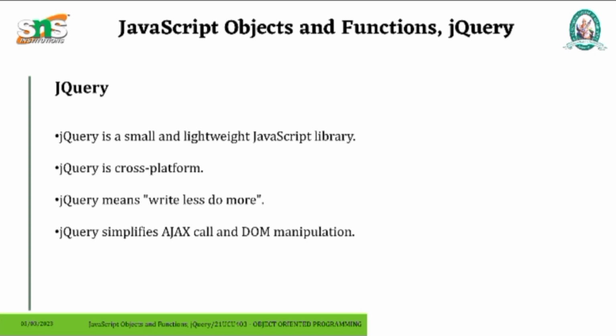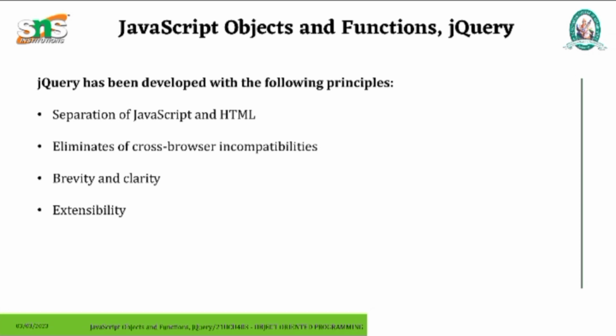jQuery has been developed on some principles. The first is separation of JavaScript and HTML, which means it encourages developers to completely separate JavaScript code from HTML markup. The second principle is elimination of cross-browser incompatibilities, which means developers do not need to worry about browser compatibility while writing code using the jQuery library.